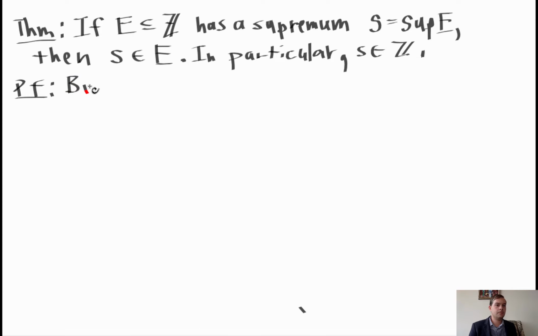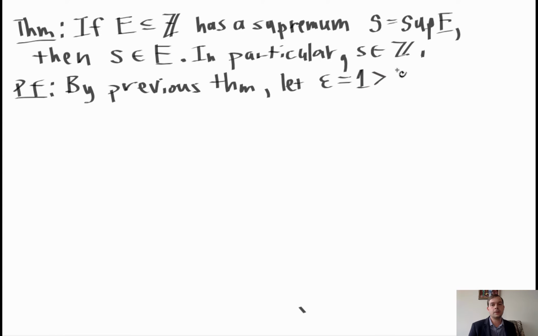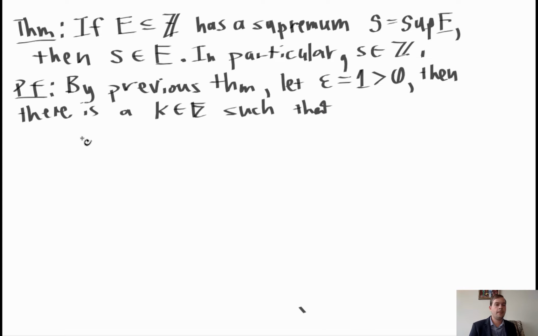Well, by the previous theorem, if we let epsilon equal 1, which is of course greater than 0, then there is k in E such that S minus 1 is less than k, which is less than or equal to S, since it's the supremum, of course, and therefore an upper bound.